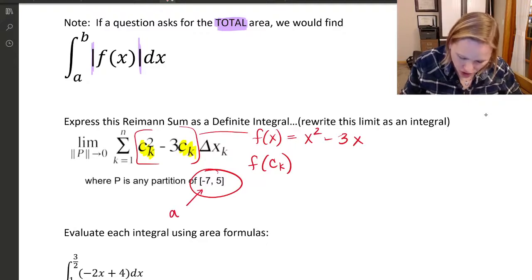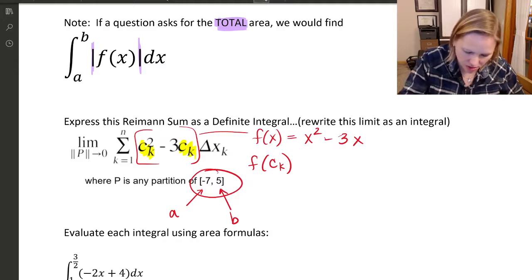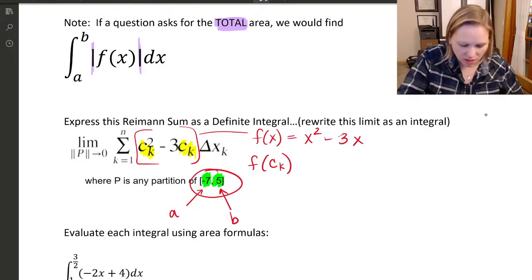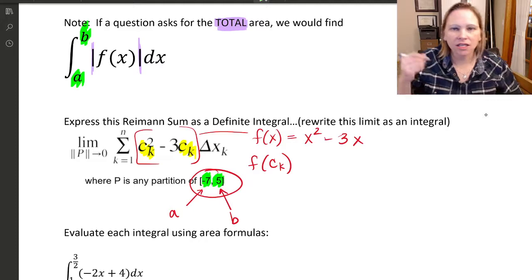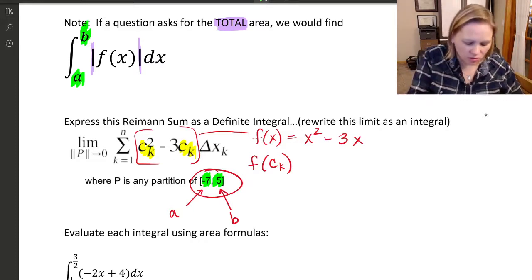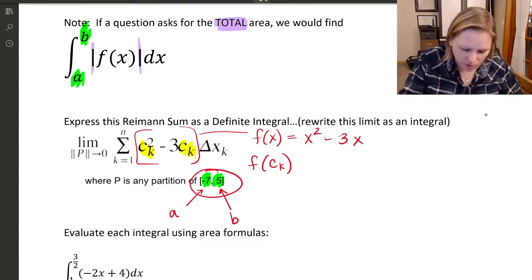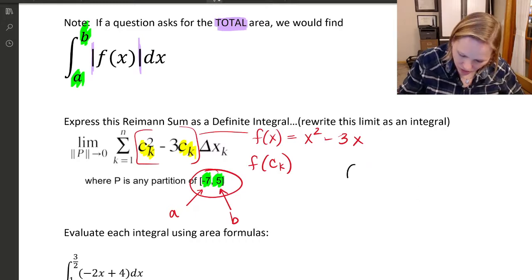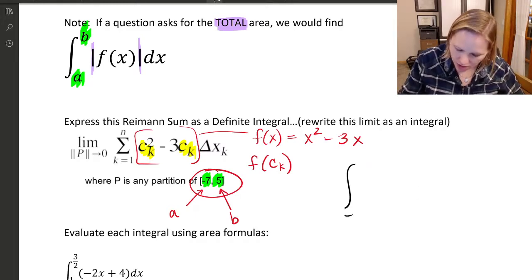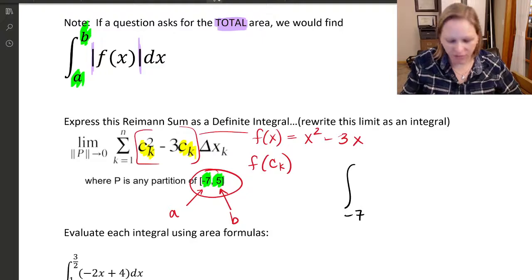Well, in my notation, this is the interval. So this is the a and the b. And you'll notice, here's a and here's b. This is where they go in the interval notation. They go right there next to that little integral symbol. So when I write this as an integral, I'm going to start like this, and I'm going to go, this is called my lower limit of integration.